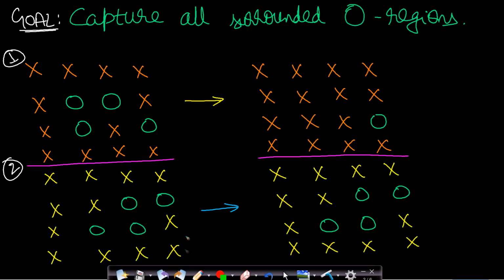So let us now look at the problem statement. In this problem, we are required to capture all the surrounded zero regions. So what is a surrounded zero region? Let us now look at an example to understand.